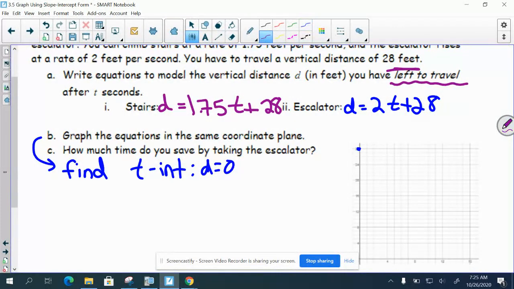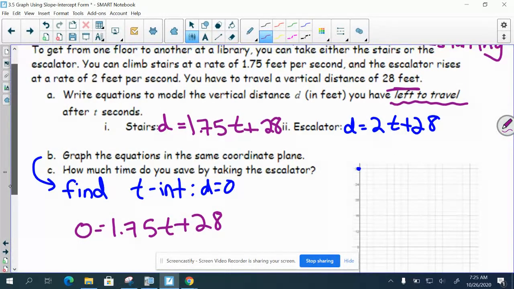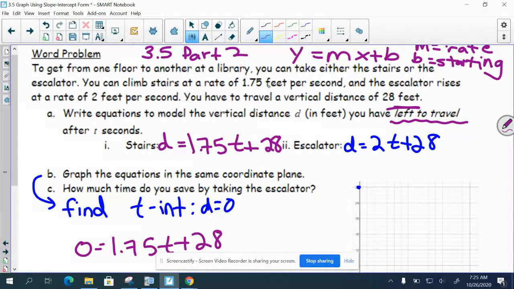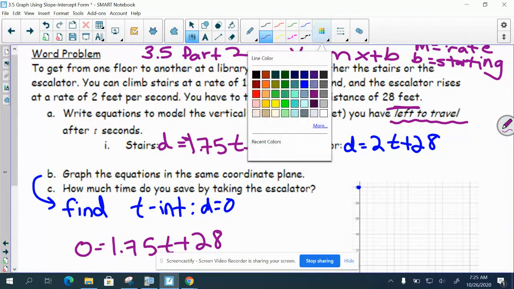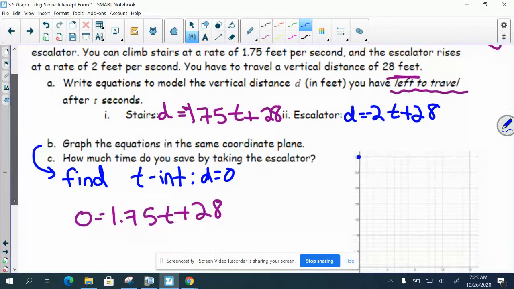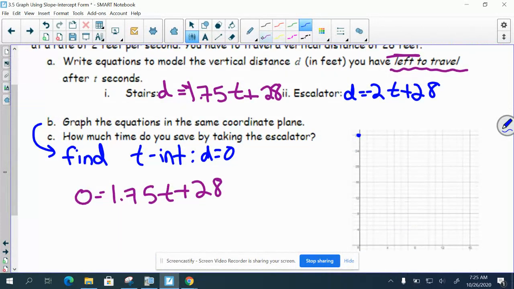So I'm going to do this in purple. So 0 equals 1.75 t plus 28. Oh, hold on one second. We forgot about one particular thing here. Since you are going down, since the amount you have left to travel is actually decreasing, the rate in this case should be negative. So you need to write negative 1.75 t and then negative 2t. Sorry about that. All right, so here we actually have negative 1.75.